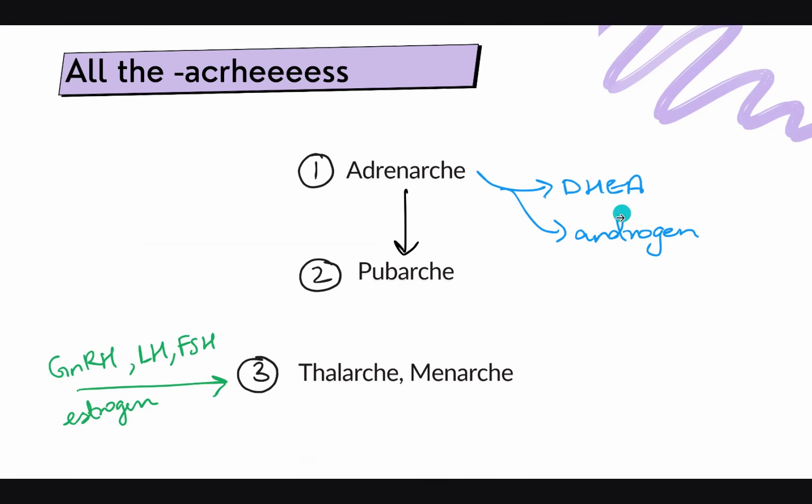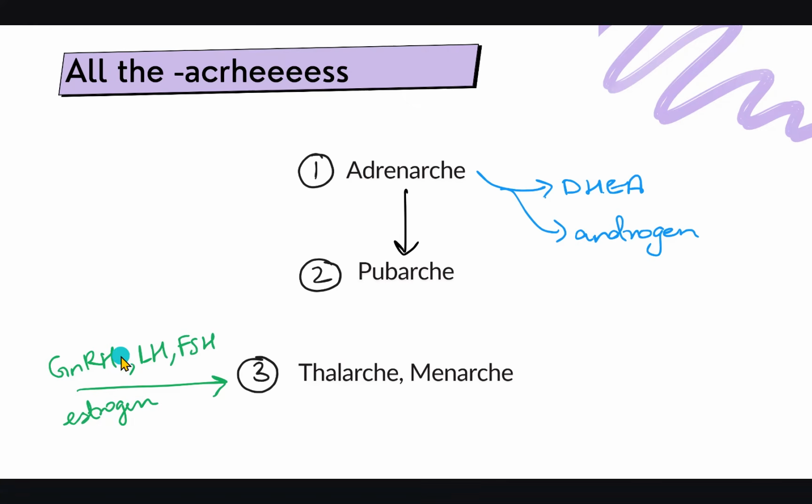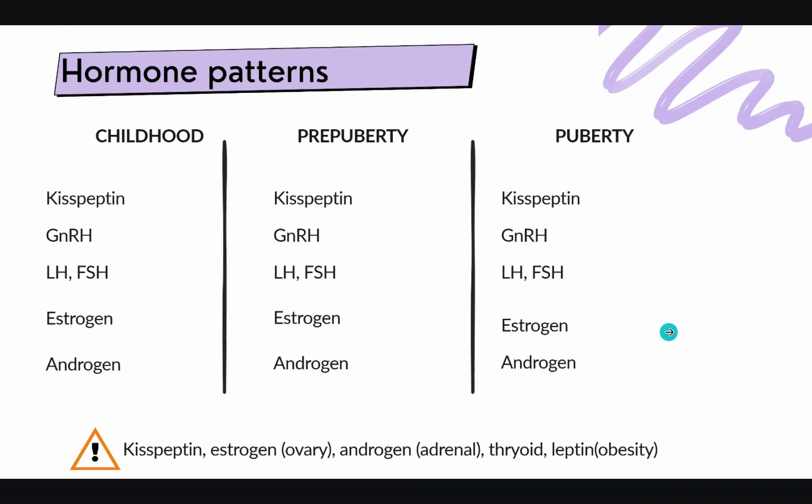So when adrenarche kicks in and these androgens increase, this leads to pubarche, which is the formation of pubic hair. Now, normally in a person, adrenarche comes first, then pubarche, and then we move on to the third phase, in which the kisspeptin kicks off the pulsatile nature of GnRH, and this leads to the production of LH and FSH. And then estrogen kicks in, and the estrogen causes breast formation, or thelarche, and also the periods start, which is menarche. All right. Now, moving on to all of the hormones in different stages of a person's life.